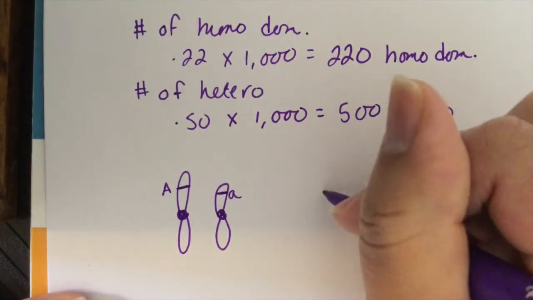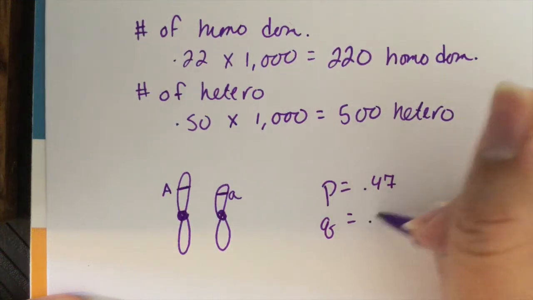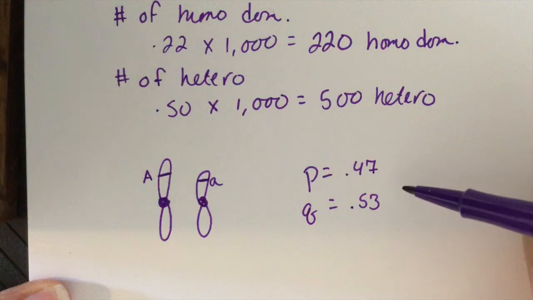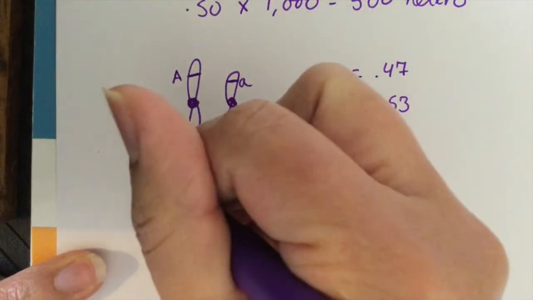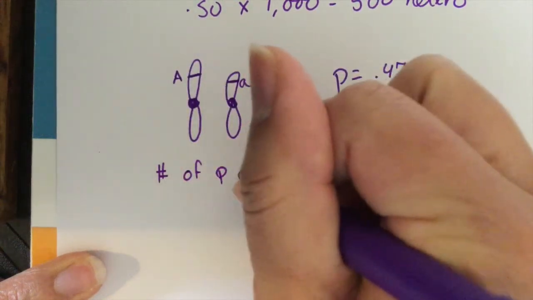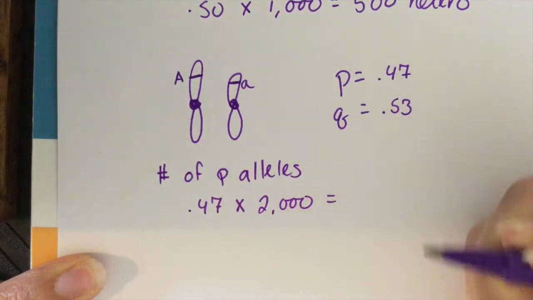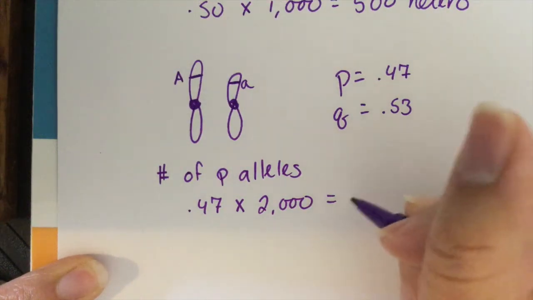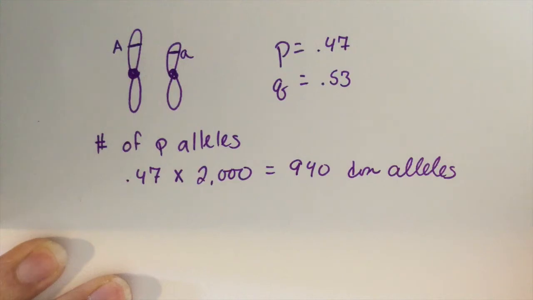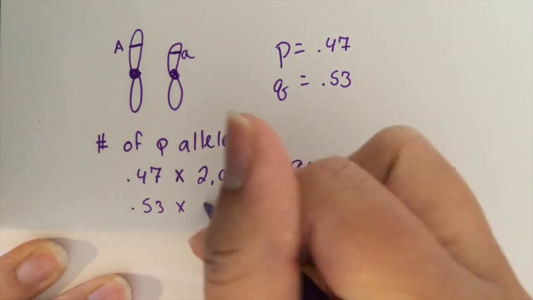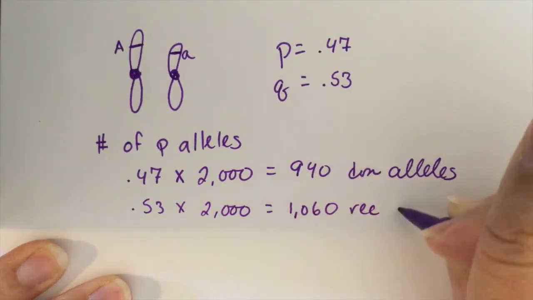So I already know my P value. P we said was 0.47, and Q was 0.53. If I have these numbers, I can't just multiply them by 1,000. I have to multiply them by 2,000. So for my number of dominant alleles, I'm going to do 0.47 times 2,000. I should have 940 dominant alleles. On the opposite of that, 0.53 times 2,000. From there, I should have 1,060 recessive alleles.